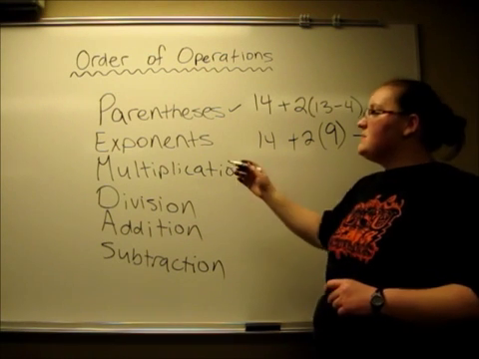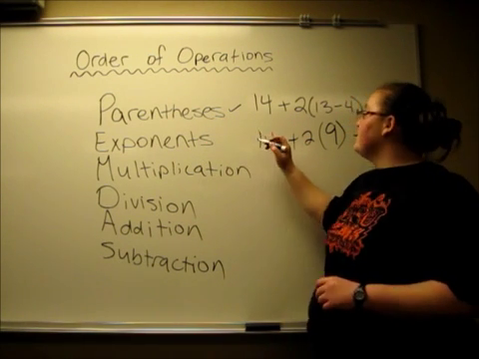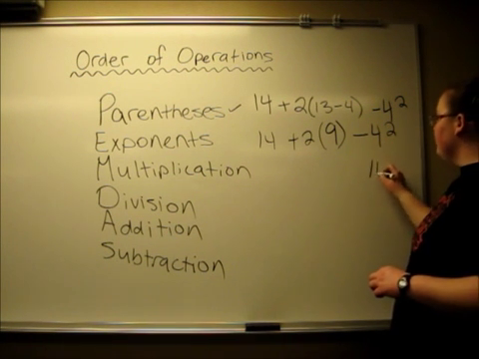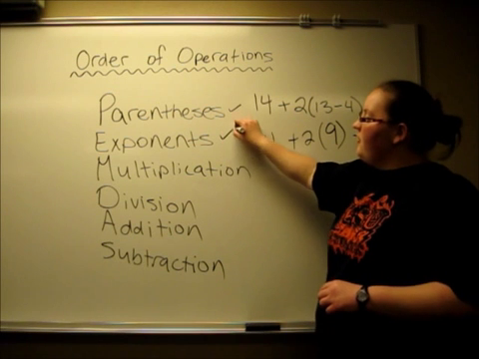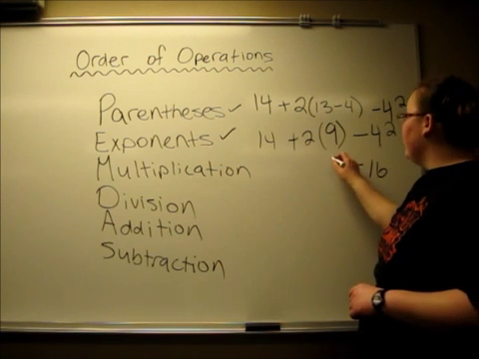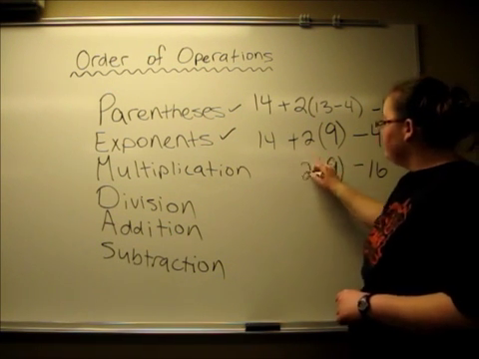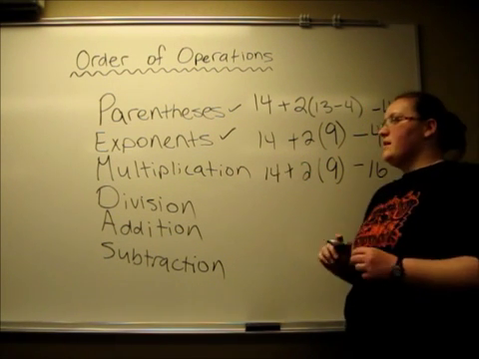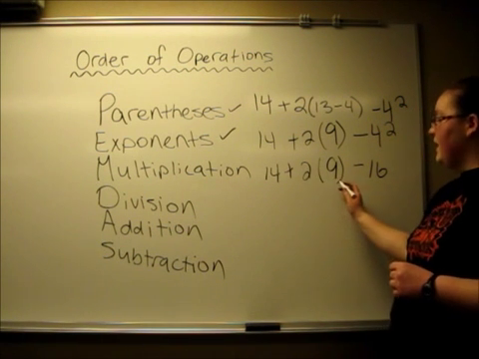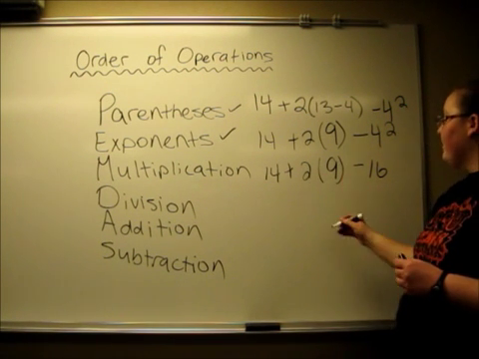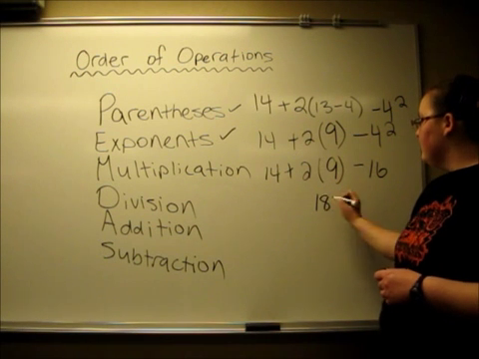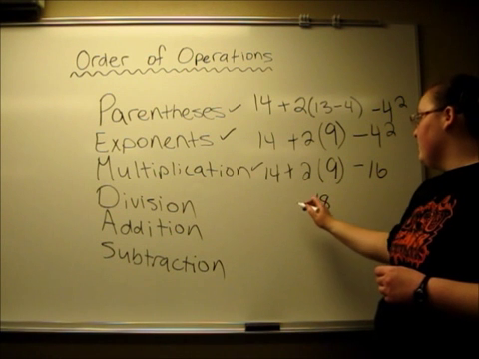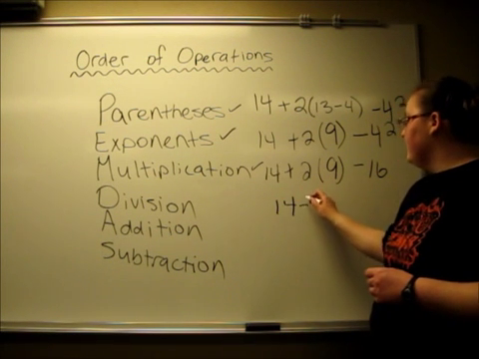Next, we see that exponents are on our list, so we need to do that first in our problem. So we do 4 squared is 16, and we cross that off our list, and we bring the rest of our problem down. And next on our list is multiplication, and we do have some multiplication here. So 2 multiplied by 9 is 18, and we check that off our list, and we bring the rest of our problem down.